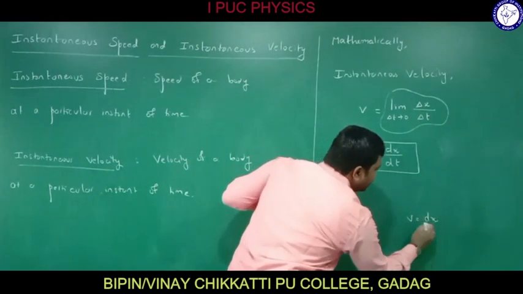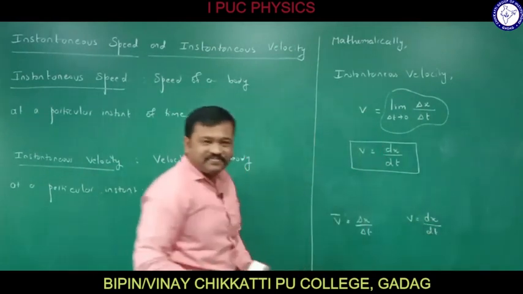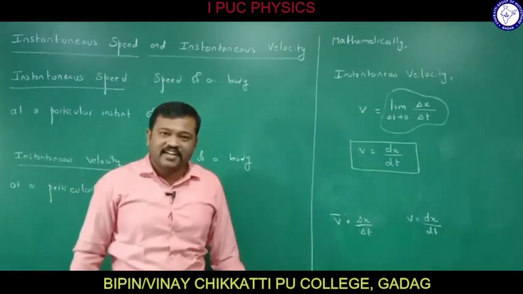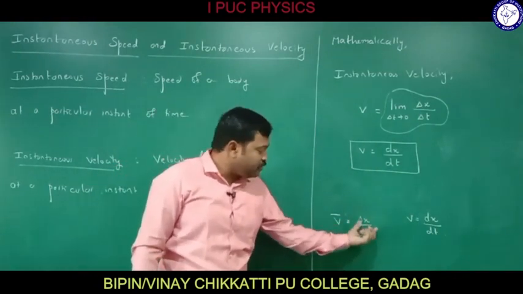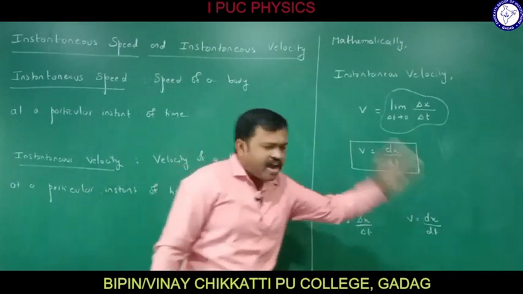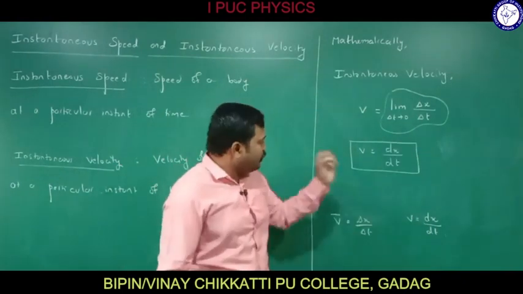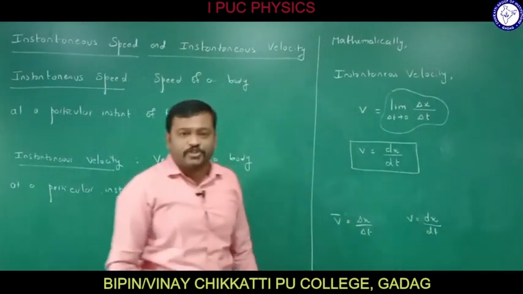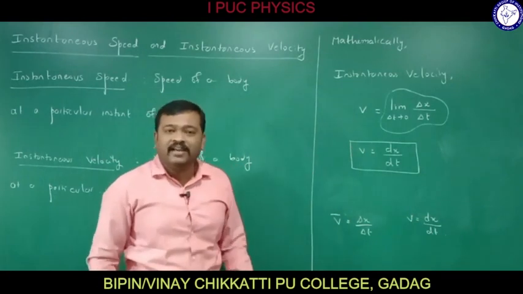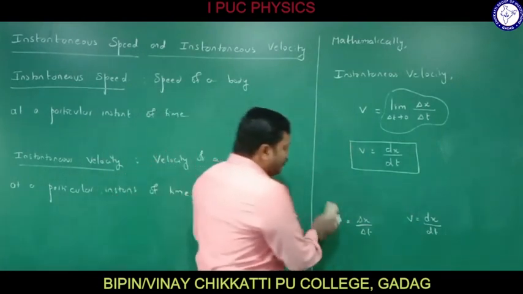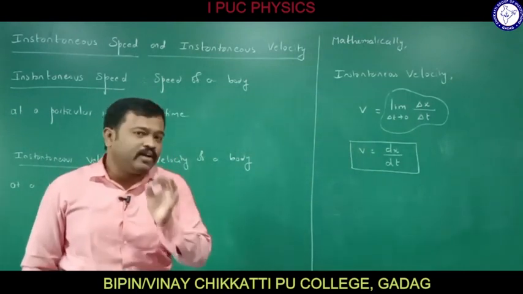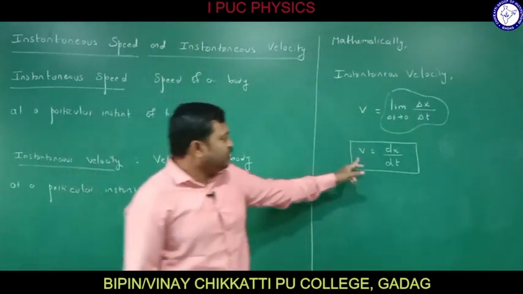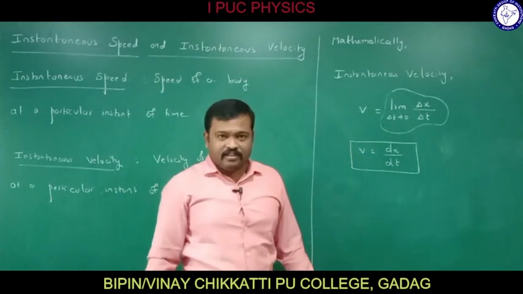That is dx divided by dt. See the difference now here. This is delta x divided by delta t, total displacement divided by total time taken. This is at a particular time. Whenever I speak about a particular time, we can use differentiation, so dx divided by dt. Mathematically, if you differentiate the displacement, you get velocity. V is equal to dx divided by dt.